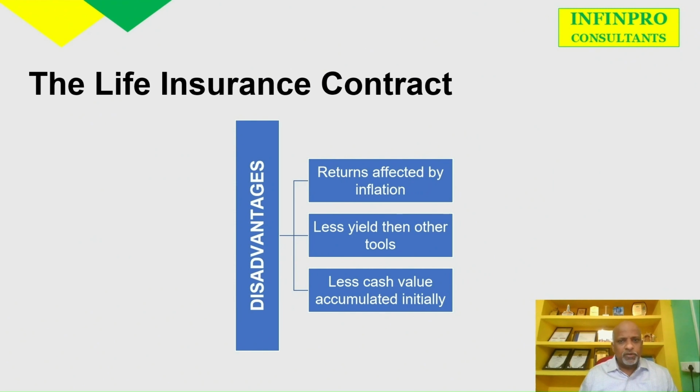The flip side is what can be the disadvantages of a life insurance contract. It can be affected by inflation. The yields are lesser compared to other tools, and lastly, less cash value is accumulated in the initial phase of the term.